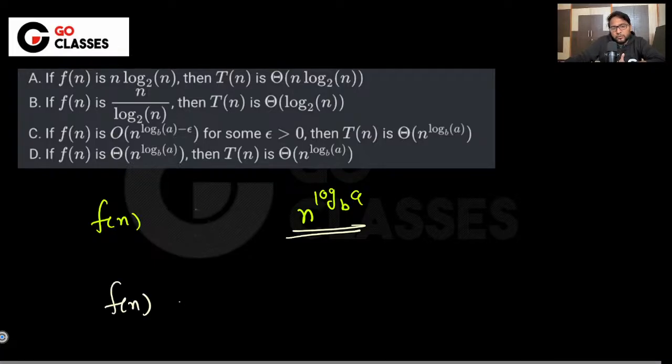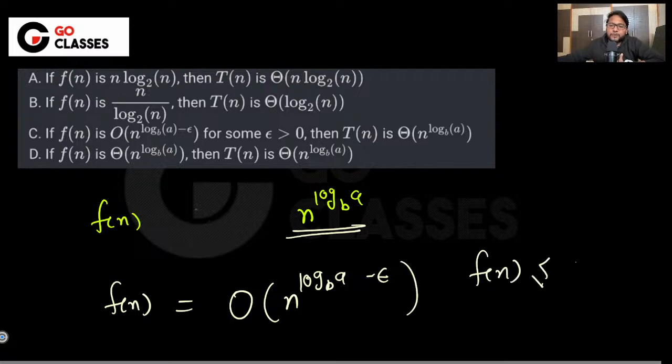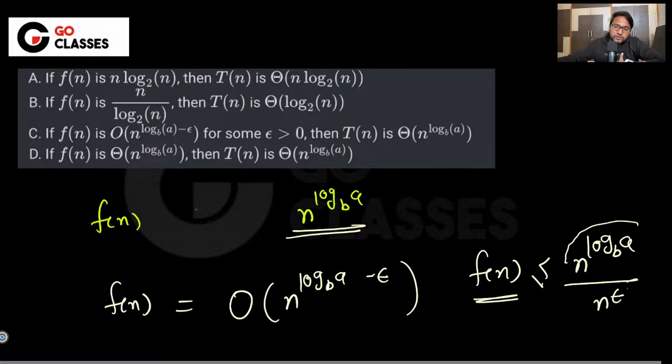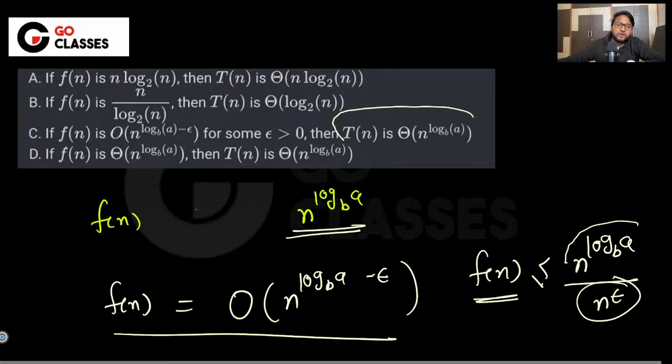f(n) is equal to order of n power log base b of a minus epsilon, right? Which means f(n) is lesser than equal to n power log base b of a upon n power epsilon, right? So basically they are saying this is lesser than equal to this, not just this, it is lesser than equal to this also, which means it is polynomially lesser. If this is polynomially lesser, then obviously this is the answer. So theta of this is the answer, right? So that's why C is the correct answer, right?